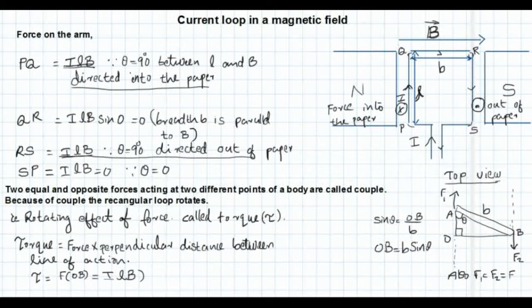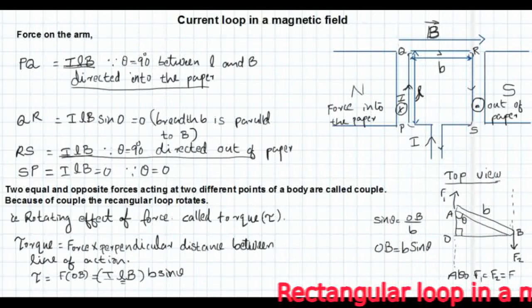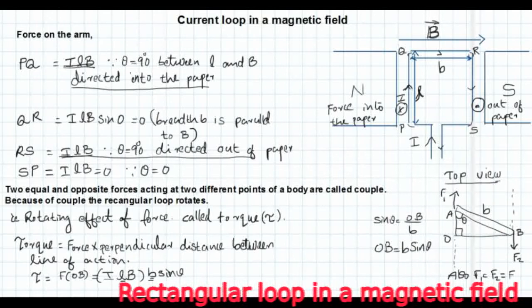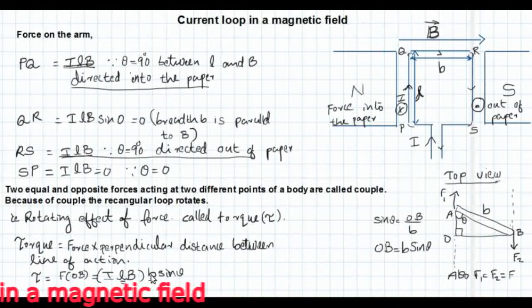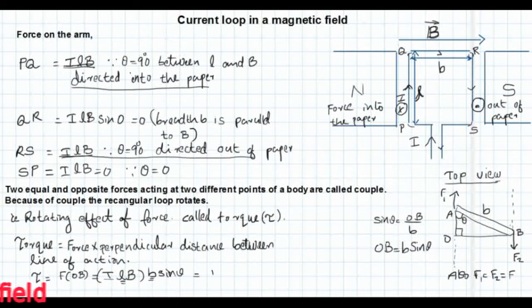where B is the magnetic field, into, in place of OB you can write b sin theta, where the small b represents the breadth. Now you know there is a length here and breadth also present here. So this length into breadth will give area. Therefore torque is equal to I into A into B sin theta, where this A represents the area of the rectangular loop.